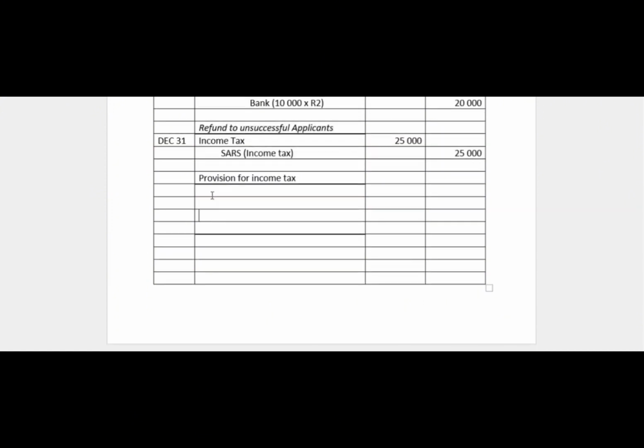When you narrate, you can say: provision for income tax. Then you are done. That is your narration. Okay, you are done with that one. Now you go to the next one, which is again on the 31st of December, the one on the declaration of dividends.